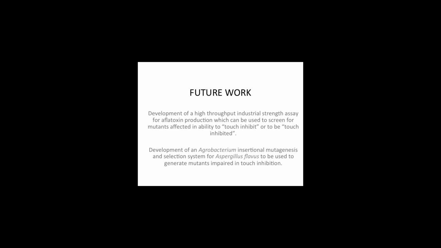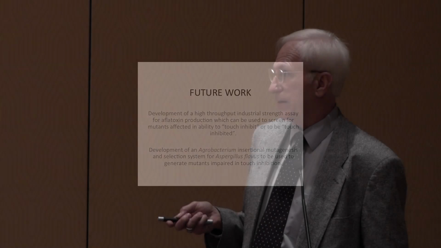So that brings me to future work. What we want to do is develop a high throughput industrial strength assay for aflatoxin production, which can be used to screen for mutants affected in ability to touch inhibit or to be touch inhibited. And hand in hand with that, if we're going to get mutants, we need to develop a good mutagenesis system. And we hope to develop an Agrobacterium insertional mutagenesis and selection system for Aspergillus to be used to generate mutants impaired in touch inhibition.